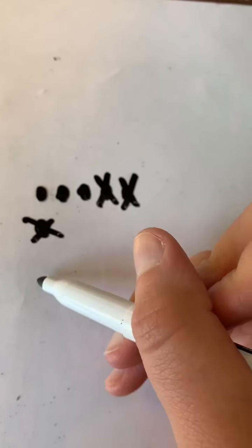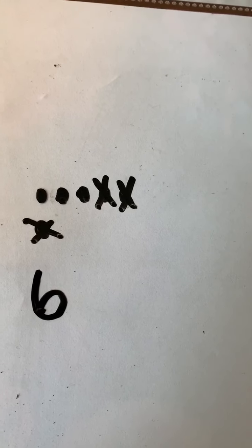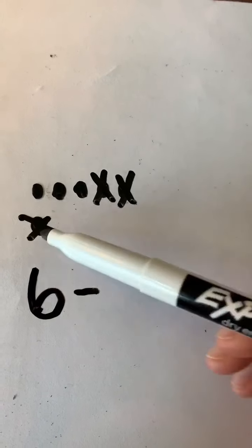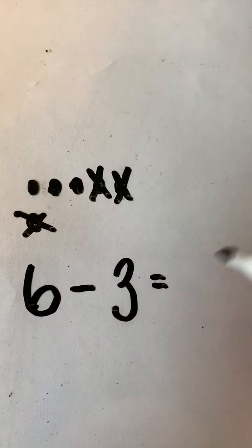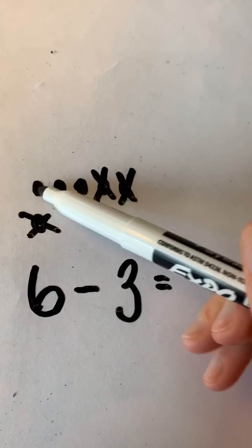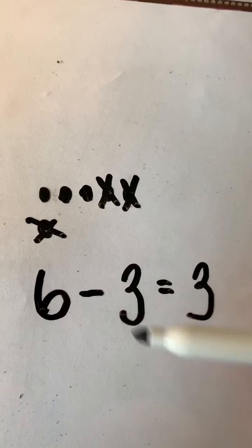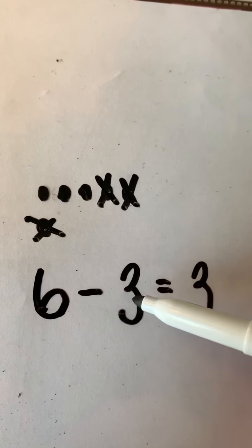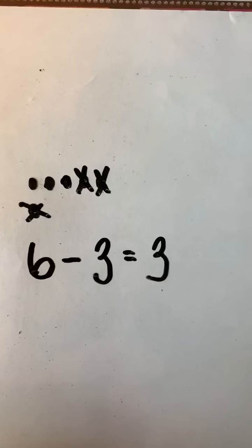We can write a number sentence to match what we just did, like before. So how many dots did we start with? We started with 6. And remember, we show take away by using the minus sign. So 6 take away. And how many dots did we cross off? 3. How many are we left with? 3. So we started with 6, and we took away 3. So 6 take away 3 equals 3 because we're left with 3 dots.